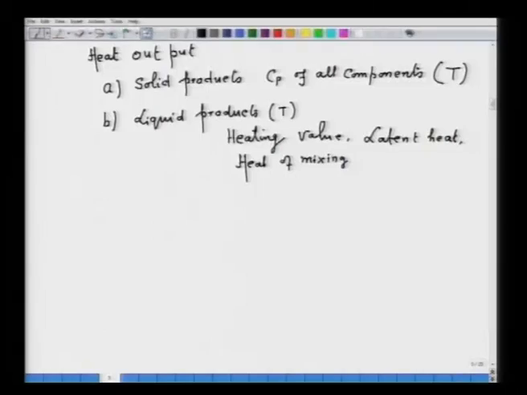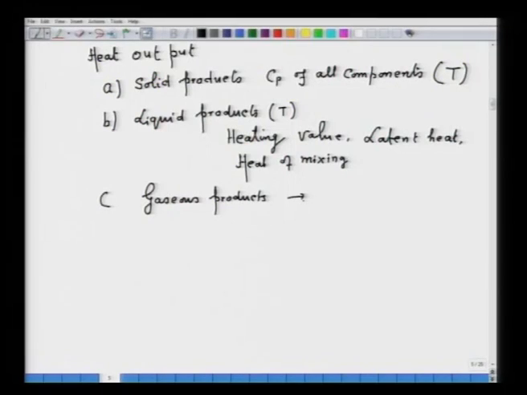Now, C, important is the gaseous product. Normally, in almost all metal extraction processes with which we are concerned, the output is solid products, liquid products or gaseous products, or a combination of all three or two of them. For the gaseous product, again you require to calculate how much heat is being taken out. Needless to mention, you require the value of Cp.